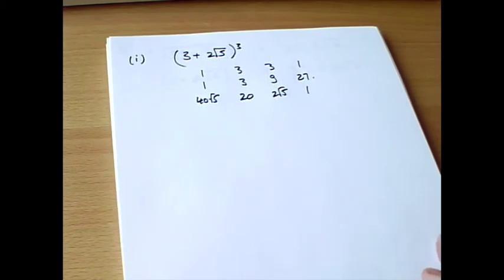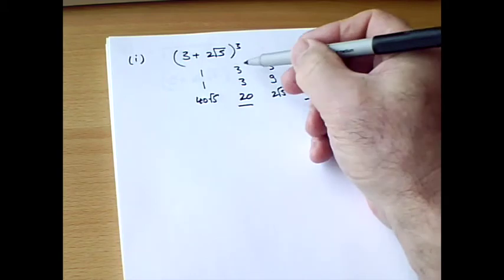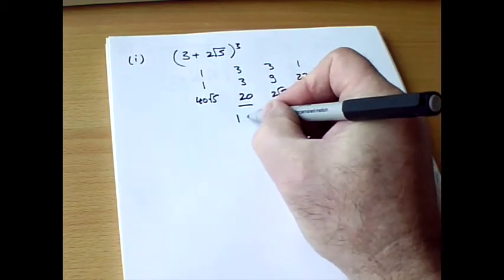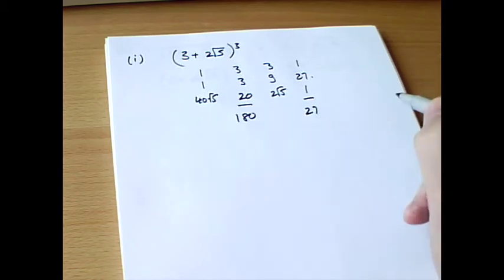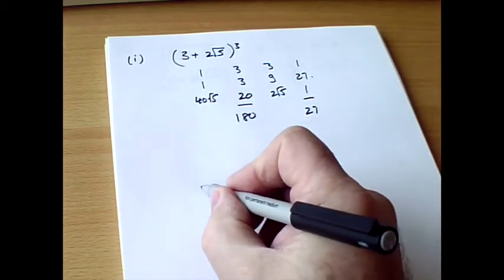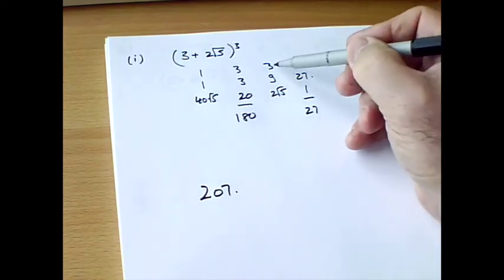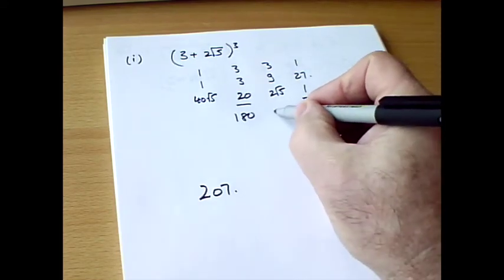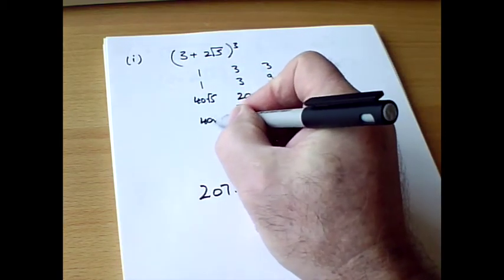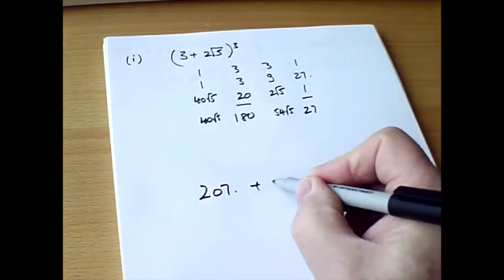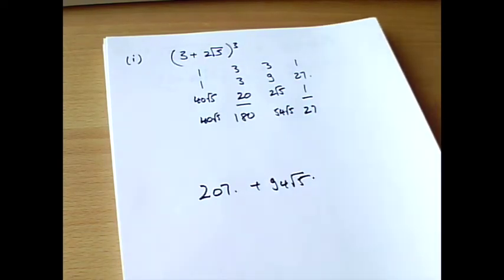We now need to collect together the rational and irrational parts. This is 3 times 3 times 20, that's 180. And 1 times 27, that's going to give me 207. And the irrational parts are 3 times 9, 27 times 2, that's 54 root 5, and another 40 root 5, that's 94 root 5. And we've completed the first part of the question.